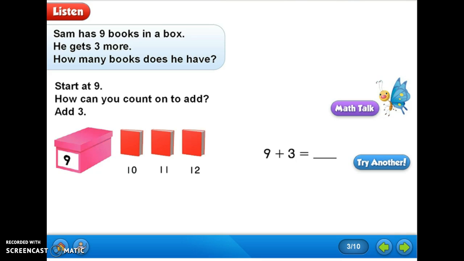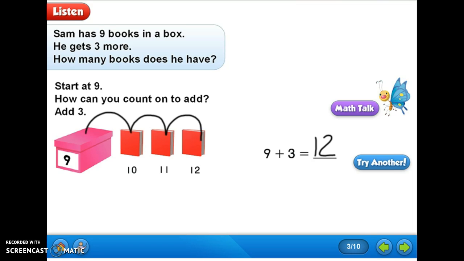Sam has 9 books in a box. He gets 3 more. How many books does he have? Okay, we're going to start at that number 9 again, and we're going to count on 3 more numbers. Start at 9, 10, 11, 12. So 9 plus 3 is 12.